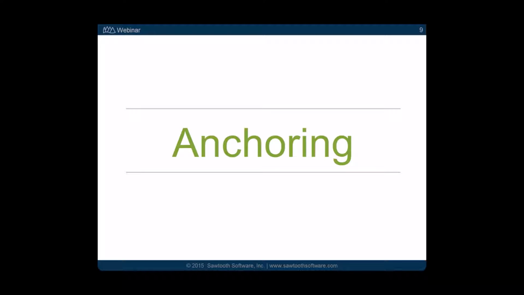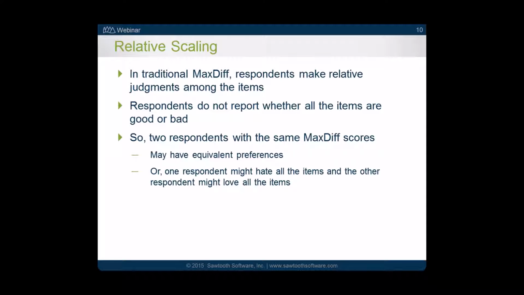So the first of these topics is called anchoring. If you think about the way MaxDiff does its scaling, our respondents are giving us one best thing in each set of items and one worst thing in each subset of items. They're making relative judgments. So we're not really finding out if the items are good or bad. We're just finding out which one is better than the rest and which one is worse than the rest.